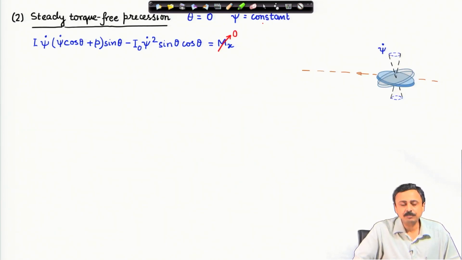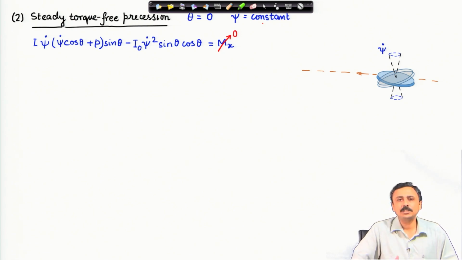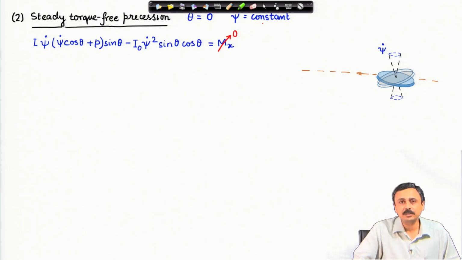Next we look at the second simplification, which is the torque free precession. In this case we have a body which is spinning, has been given a spin about its axis of symmetry, and it is now in space, or it is moving something like a frisbee or a disc which has been given a spin, and it has also been projected. So, it is in free motion. As it moves, it is a torque free precessional motion. In this case we will again consider that theta dot is 0, there is no nutation, and psi dot is constant.